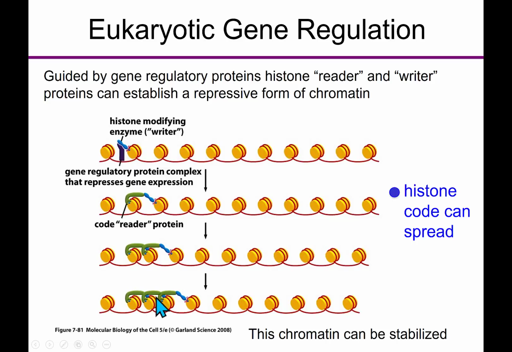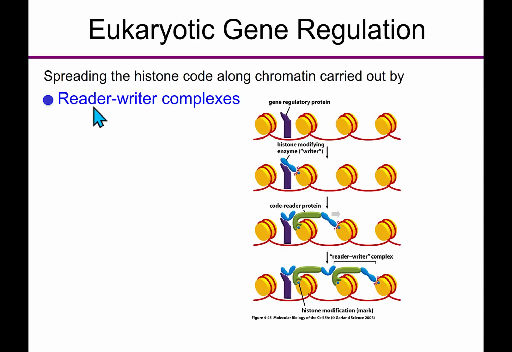But essentially what happens is these proteins start to compact the area, right? It's going to make it pretty condensed. So we're going to see that this histone code can spread, and this chromatin gets pretty stabilized. Spreading of the histone code along the chromatin can be carried out by reader-writer complexes.